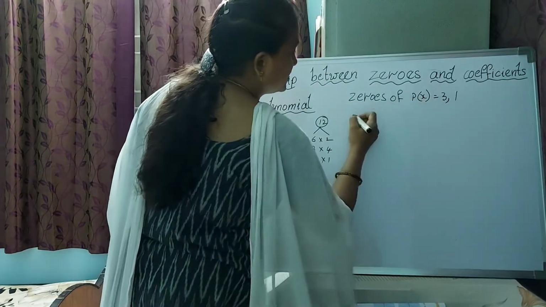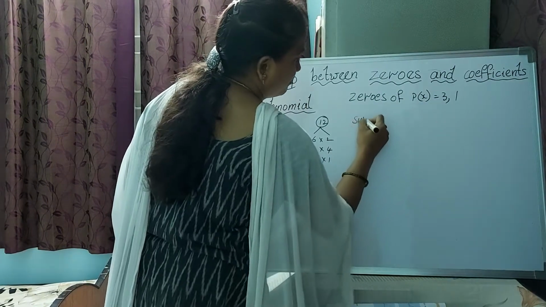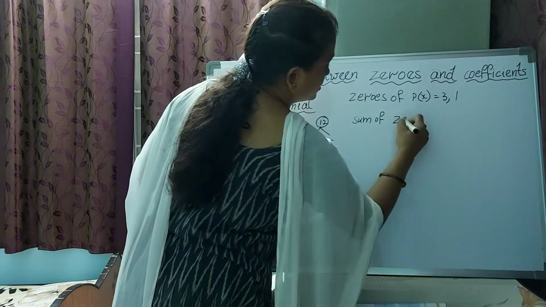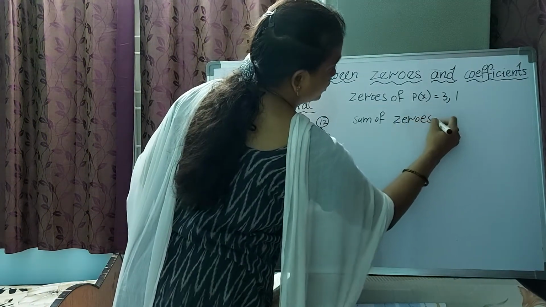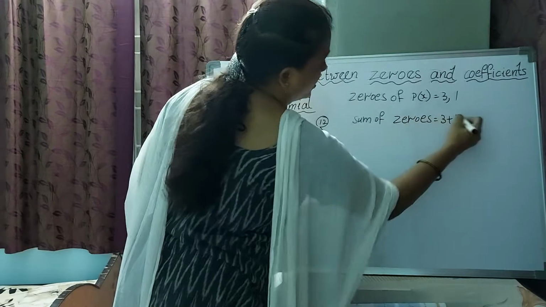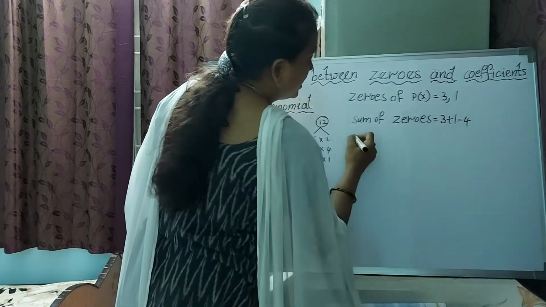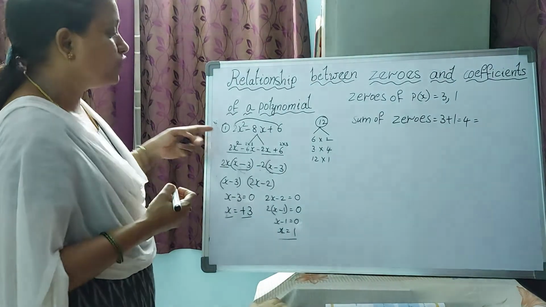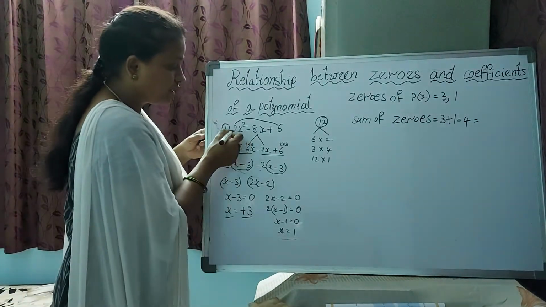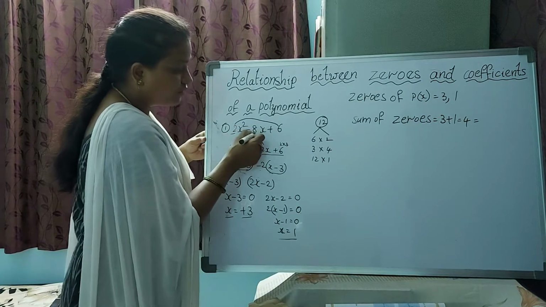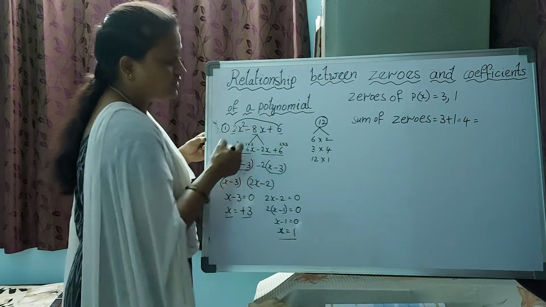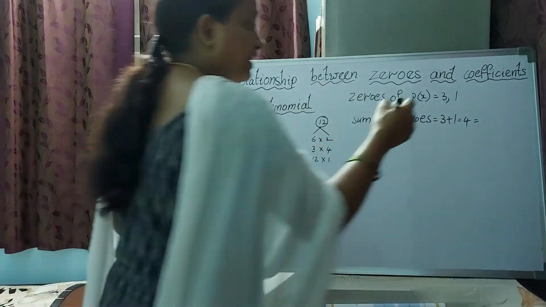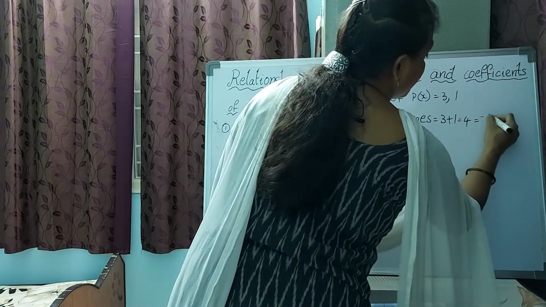Now I will add these zeros. Add is nothing but sum of zeros. Sum of zeros: 3 plus 1 is equal to 4. See, how to write this 4 by using the coefficients? What is the x square coefficient? 2. What is the x coefficient? 8. What is the constant term? 6.